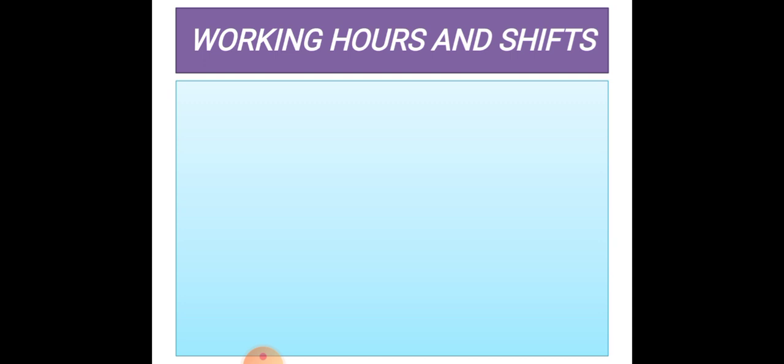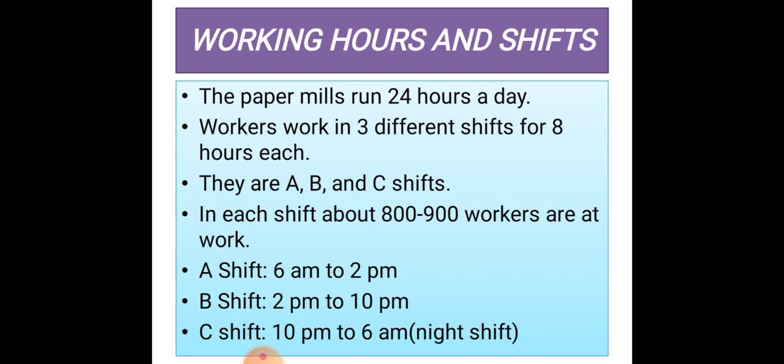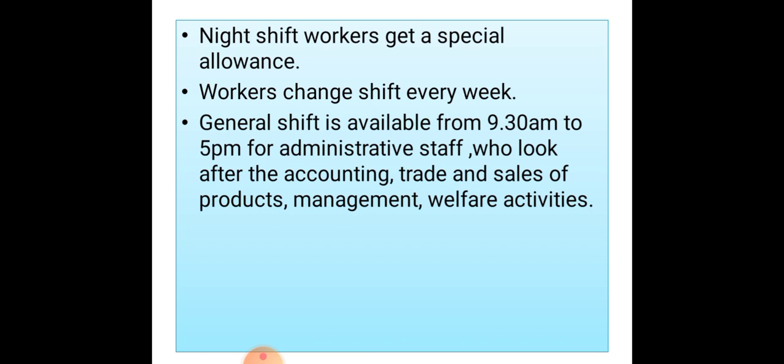Especially now, people who are working at night, do they get a special allowance? Yes, they do have a special allowance given to them because they are working at night. Okay, we can go through this next. So they do get a special allowance, and workers can change shift every week. The person who is working in A will go to B shift, the person who is working in B will move to C, and C will come to A. That's how the shifting happens every week. So after 7 days, it is changed.